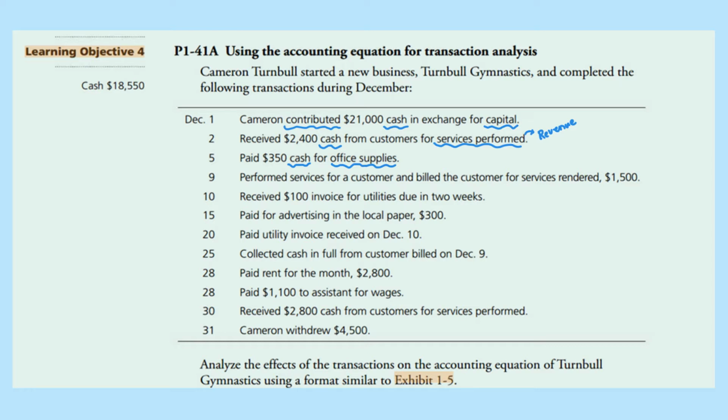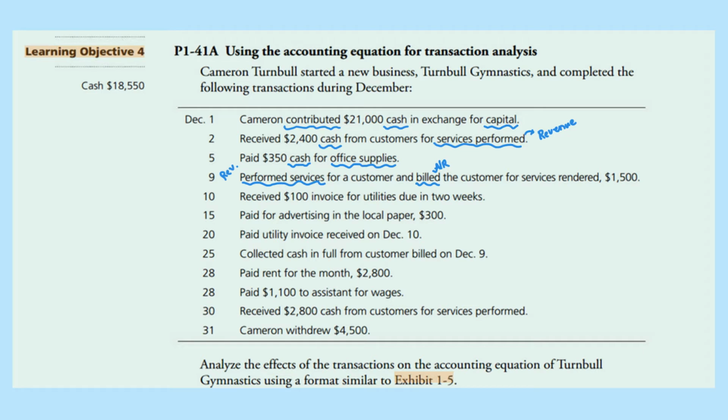On December 9th, performed services for a customer. Performed services, it's provided, so it is revenue. You need to record revenue account here. And billed the customer for services rendered. Rendered means provided. So billed means I did not receive my cash yet. I'm the one who's providing the service, so I need to receive money. Here I billed the customer, which means I'm gonna receive my money later, which means it's accounts receivable.